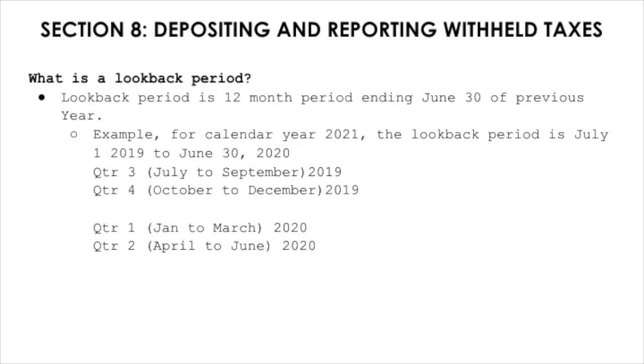So during all four quarters, if you reported 50,000 or less for the 941 taxes, then you are a monthly depositor. And if you reported more than 50,000, then you are a semi-weekly depositor.